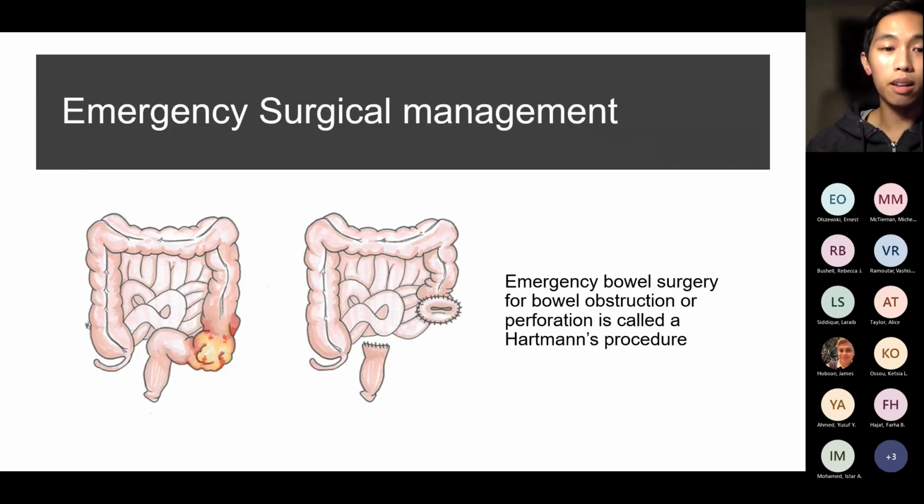Now, in terms of the management of the bowel obstruction, the emergency procedure done for bowel obstruction is called a Hartmann's procedure. And this involves taking that bit of the bowel which is obstructed and creating a colostomy, which is an outpouching of the large bowel onto the skin to allow feces to leave the body that way rather than through the rectum. So we've finished with our second patient.